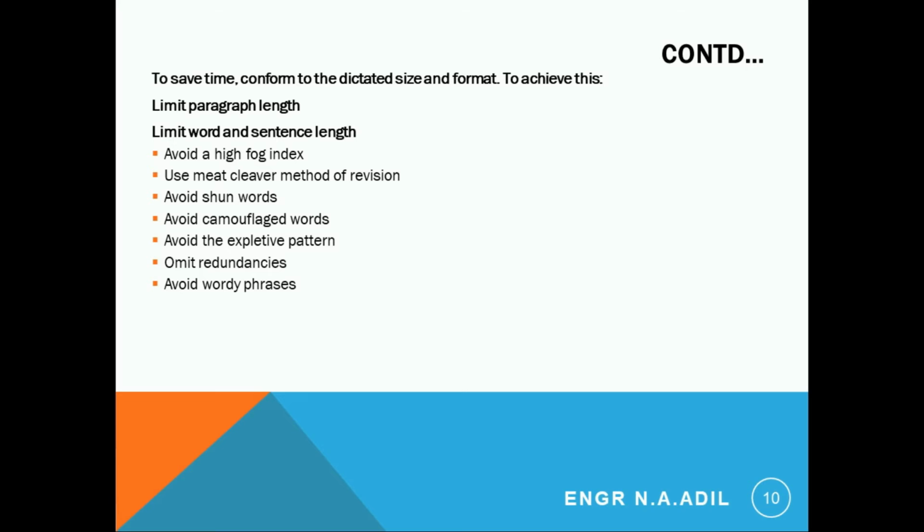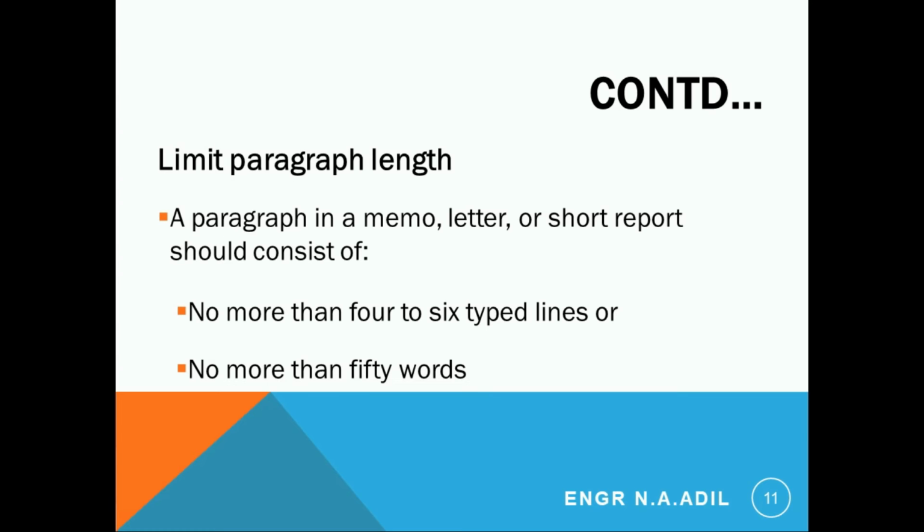To achieve this: limit paragraph length, limit word and sentence length, avoid a high fog index, use the meat cleaver method of revision, avoid shun words, avoid camouflage words, avoid the expletive pattern, omit redundancies, and avoid wordy phrases. Let's study all these terms in detail. So, how to limit paragraph length? A paragraph in a memo, letter or short report should consist of not more than 4 to 6 typed lines or no more than 50 words.